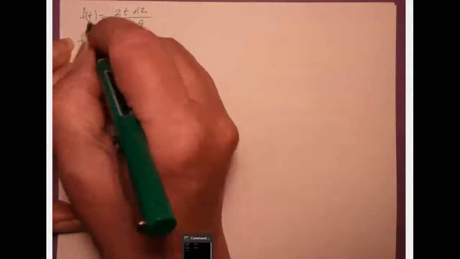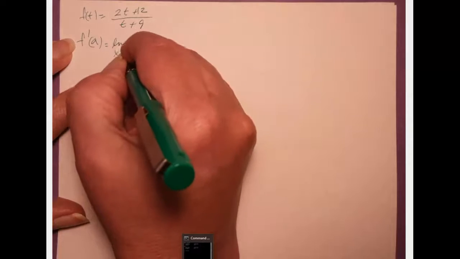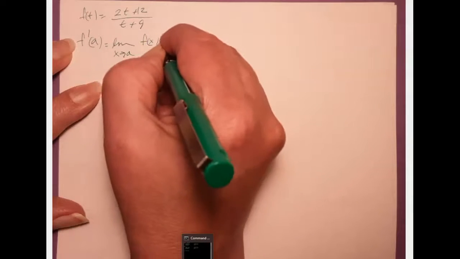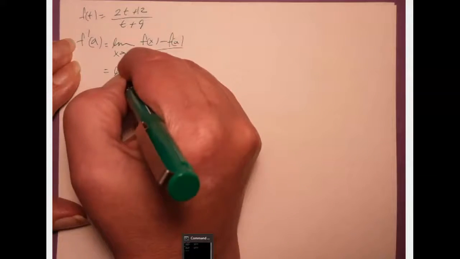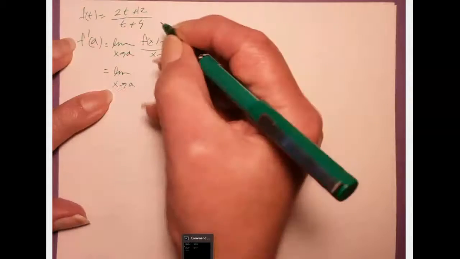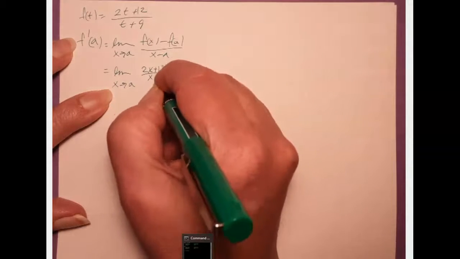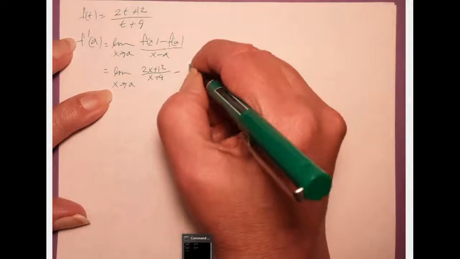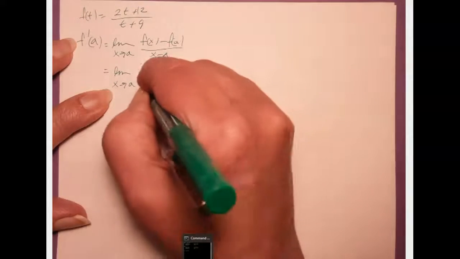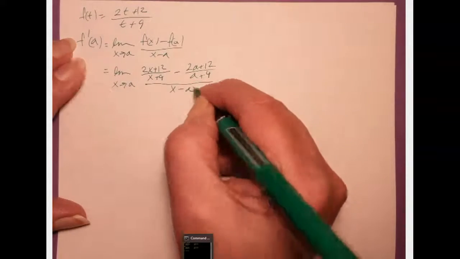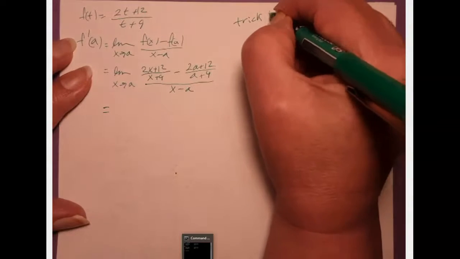So first let's do the x goes to a definition. F prime of a equals the limit as x goes to a, and this is f of x minus f of a over x minus a, which is the limit as x goes to a of 2x plus 12 over x plus 9 minus 2a plus 12 over a plus 9 all over x minus a. So now I need an LCD. So here's our other trick. LCD.